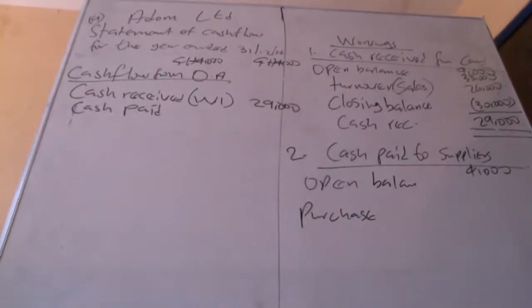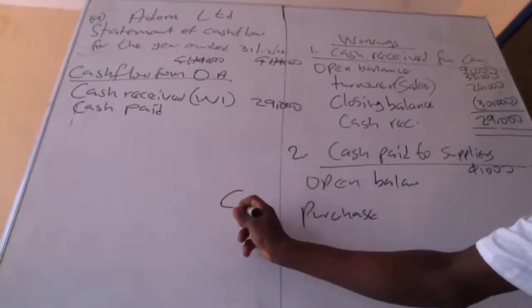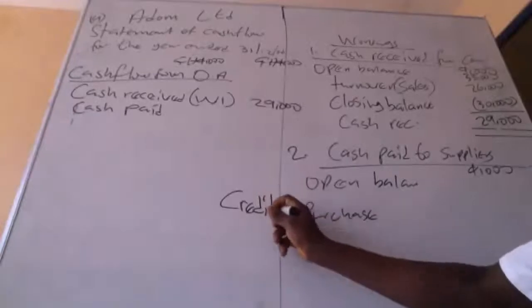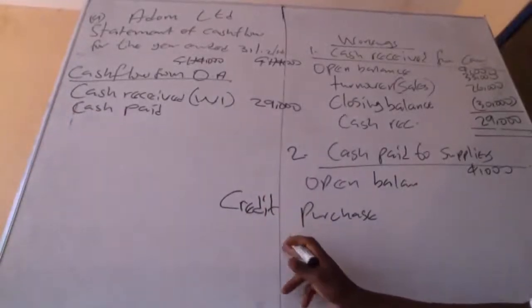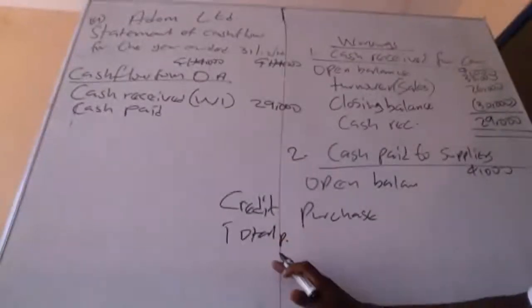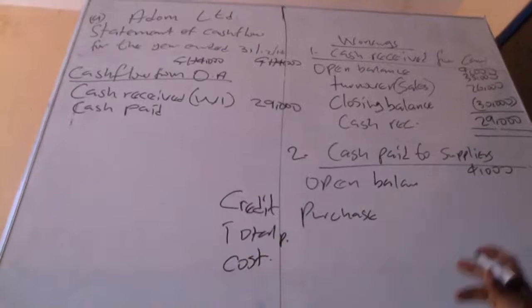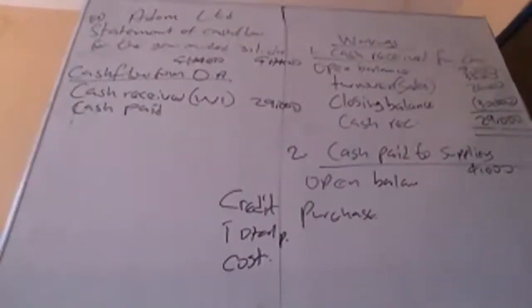Because we want credit purchases. If there's no credit purchase, pick the total purchases. If there's no total purchases, then you have to pick the cost of sales. So 3 items that we need. We need a credit to our purchases. So credit purchases. If the credit purchase is not there, pick the total purchases. If total purchase is not there, pick what? The cost of sales. But for this question, the purchase is there.